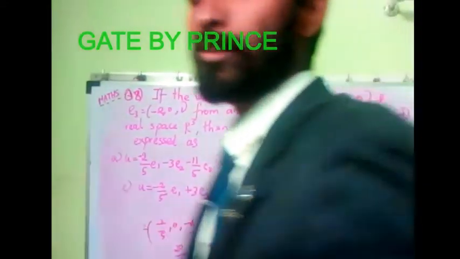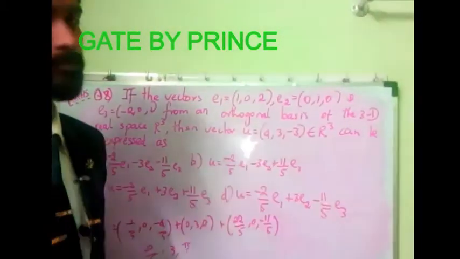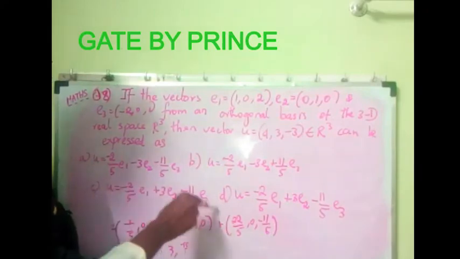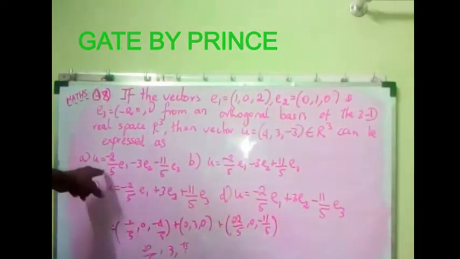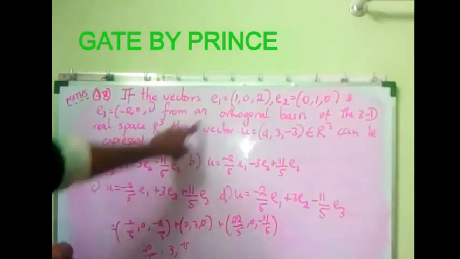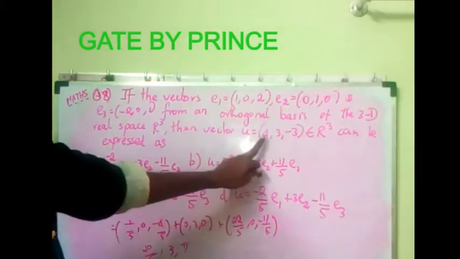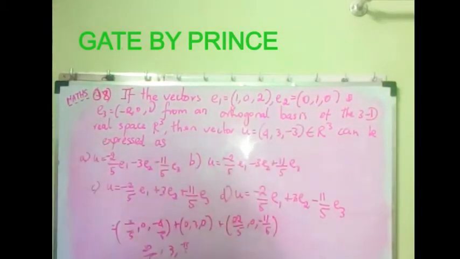Now we're going to work here. Just listen to me. A option, B option, C option, D option. What you do is apply E1, E2 and E3 in all the options. If the answer comes as 0, that's the final answer. Otherwise, if the answer comes as 4, 3, minus 3, that's the answer.